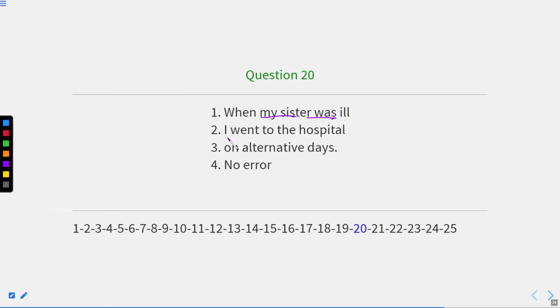When my sister was ill, I went to the hospital on alternative days. Now we cannot say alternative days. We can say alternate days. Alternative is actually an option, whereas we are talking about alternate days. It means one day after another. That is one day, and after that another day I do not go there.